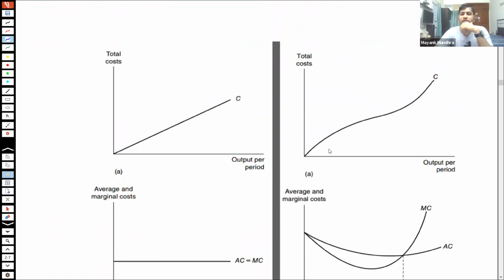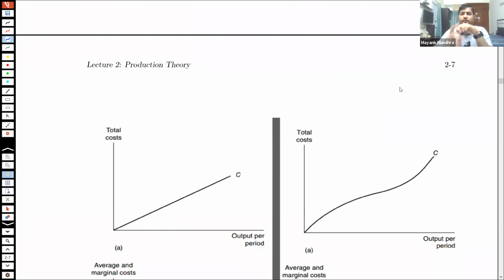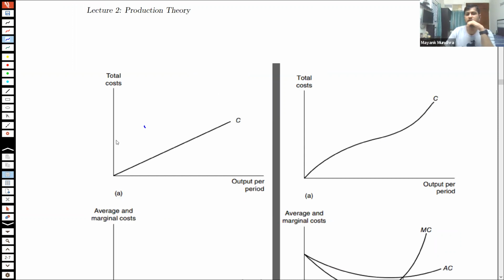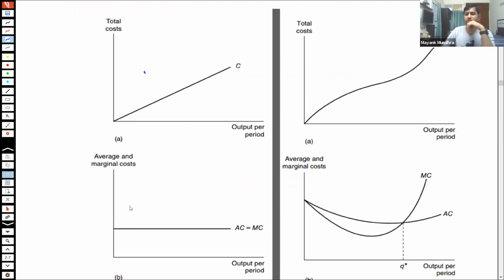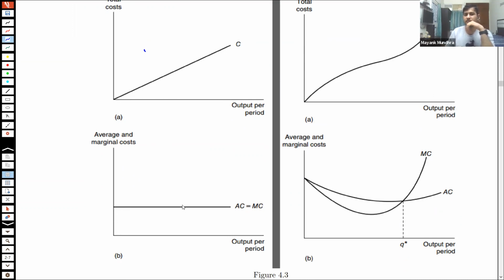So let's say these are two different firms who have cost functions which look like this. This is the cost function for one firm, and this is the cost function for some other firm. For firm one, the average cost function and marginal cost function are going to be horizontal, so they are going to be the same. Whereas for this firm with a non-linear cost function, the average and marginal costs are going to be different. So this is for a fixed or constant marginal cost case.